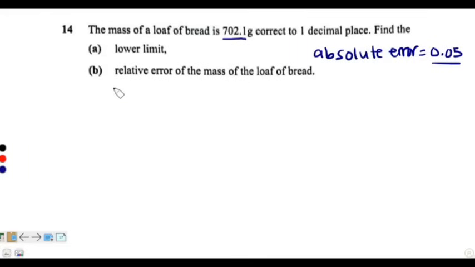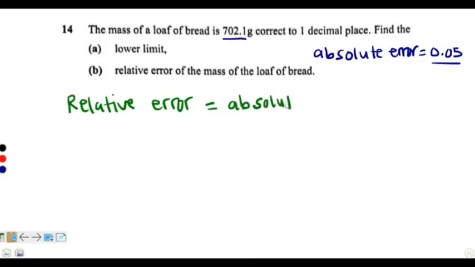Alright, so let us now answer relative error. So we find the relative error. Relative error is found by this formula. Relative error is equal to the absolute value, you say absolute error, over true value or over recorded value.